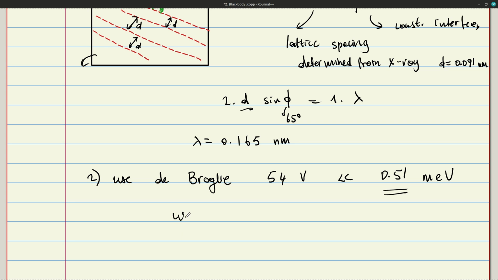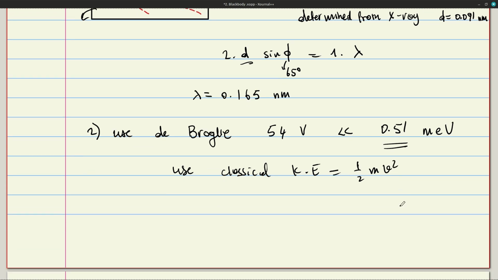Then we can use classical kinetic energy, which is equal to 1/2 mv squared. And this should be equal to the electron charge times the voltage. From here I can solve for p. Multiply with m on both sides, then my p, which is m times v classically, is going to be equal to the square root of 2 m e V. I think there's also a 2, and I need to take the square root.